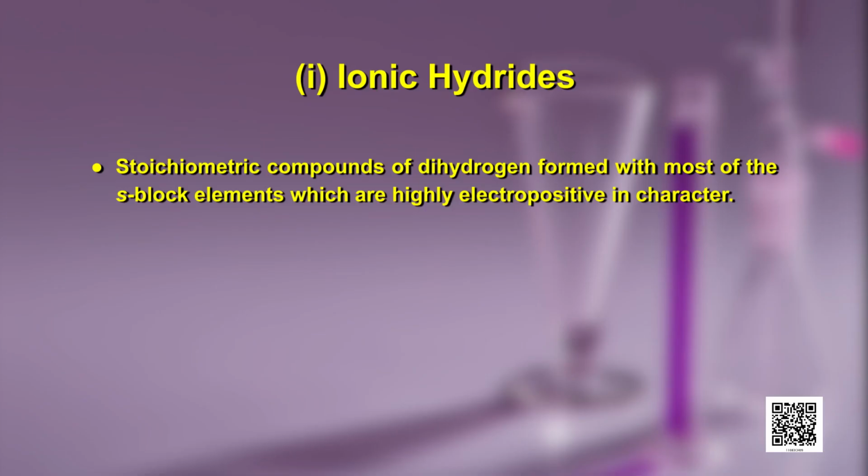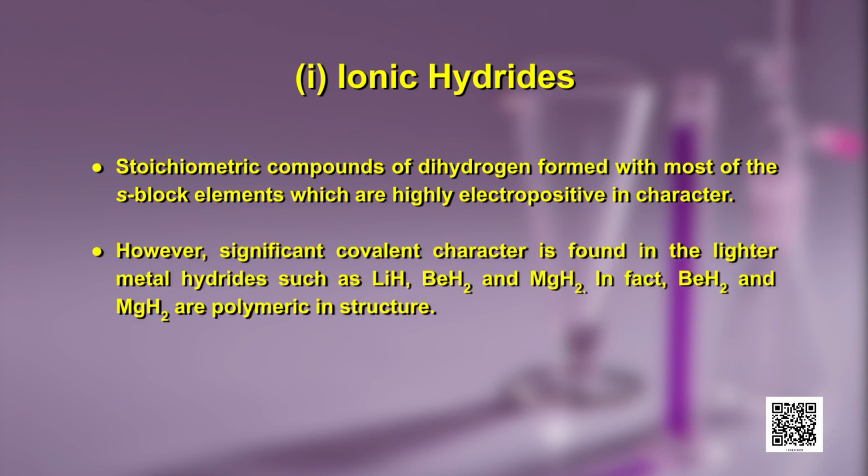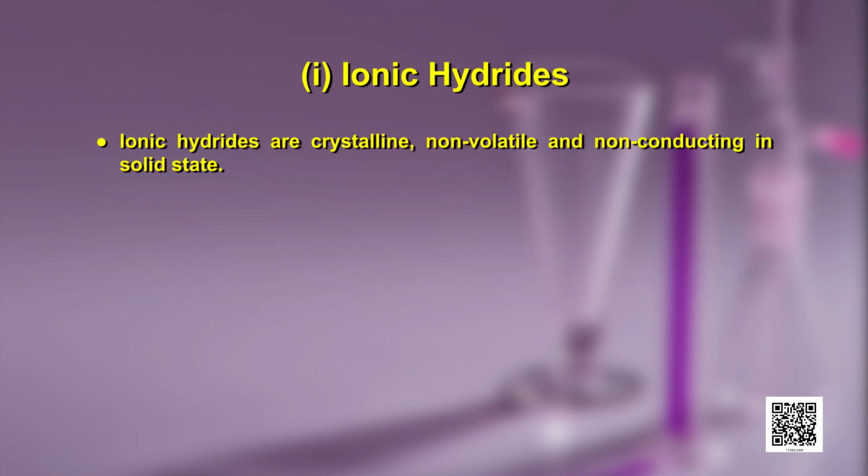Ionic hydrides are stoichiometric compounds of dihydrogen formed with most of the s-block elements, which are highly electropositive in character. However, significant covalent character is found in the lighter metal hydrides such as lithium hydride, beryllium hydride and magnesium hydride, and in fact beryllium hydride and magnesium hydride are polymeric in structure. They are crystalline, non-volatile and non-conducting in the solid state.